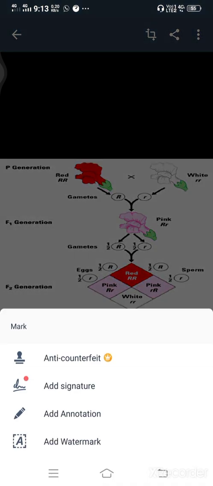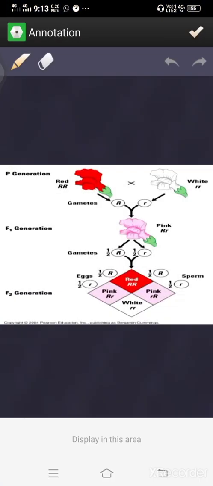We can see here the parental generation: one is a red color flower and the other is a white color flower. These are the parents. The genes are capital R in one parent and small r in the other parent. So the gametes are capital R on one side because it is homozygous, and small r on the other side because it is again in the homozygous condition.